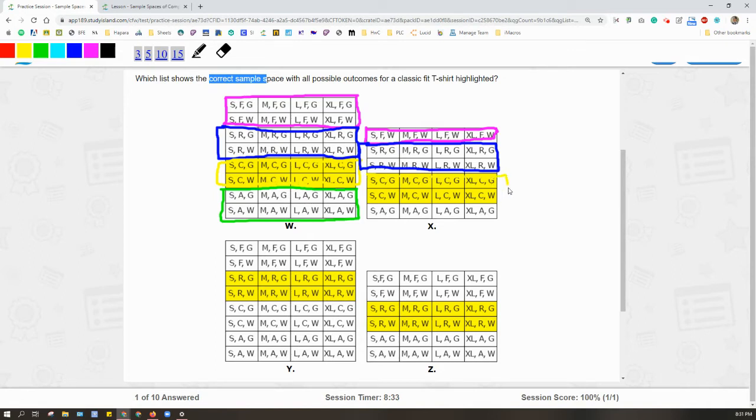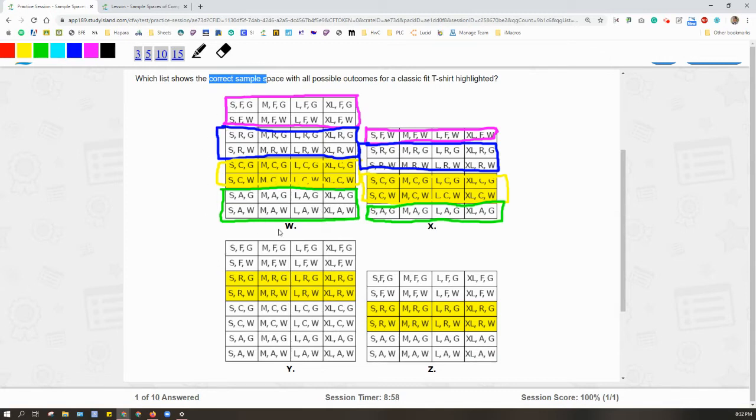It's also missing half of the athletic options at the bottom. Notice that it only shows the green options for the athletic fit shirts. It has small athletic green, medium athletic green, large athletic green, and extra large athletic green, but there's no W's, there's no white t-shirts. So it's missing 4 from the full fit and 4 from the athletic fit. Okay, well, what about table Y? It's got all the options, right?